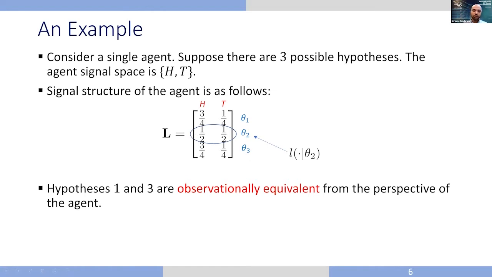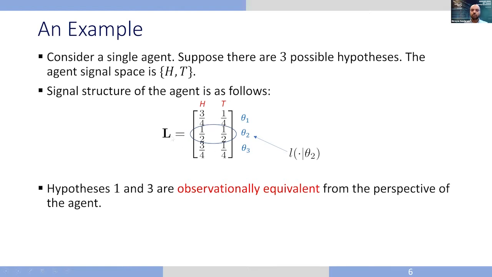One thing you can notice immediately, just based on the signal structure, is that under both theta 1 and theta 3, the agent is seeing heads 3/4 of the time and tails 1/4 of the time. So imagine you're sitting there observing the sequence of heads and tails, and you're saying, hey, look, heads is occurring 3/4 of the time, tails is occurring 1/4 of the time. I wouldn't know if I'm in world theta 1 or theta 3, because both of those are going to generate that same sequence. But I would know for sure that I'm not in theta 2. Similarly, if I saw heads 1/2 of the time, I could be pretty confident I'm in theta 2, and I could immediately eliminate theta 1 and theta 3.